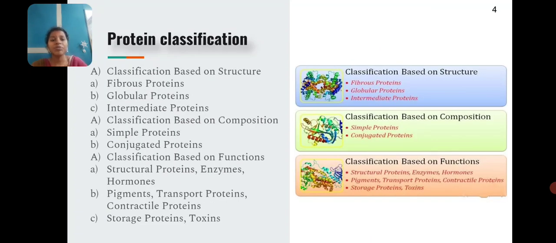Coming to protein classification. Classification based on structure: fibrous proteins, globular proteins, intermediate proteins. Classification based on composition: simple proteins, conjugated proteins. And classification based on functions: structural proteins like keratin of hair and nails, enzymes, hormone proteins for example insulin, pigments, transport proteins, contractile proteins, storage proteins, toxins.